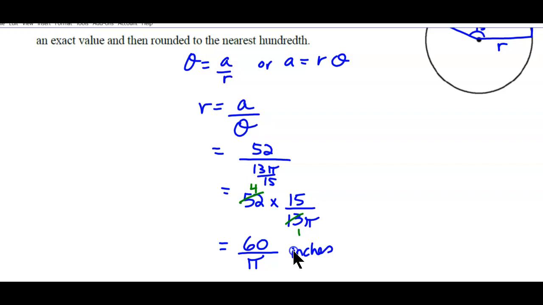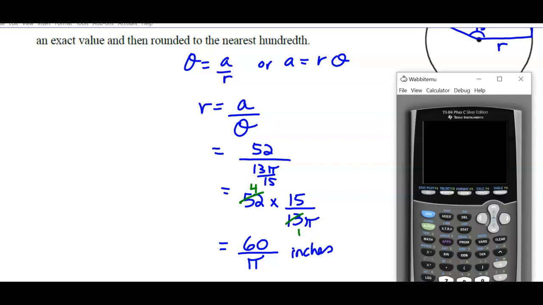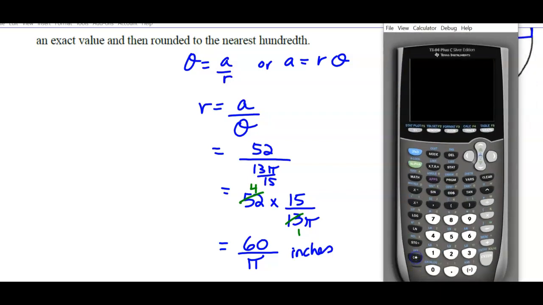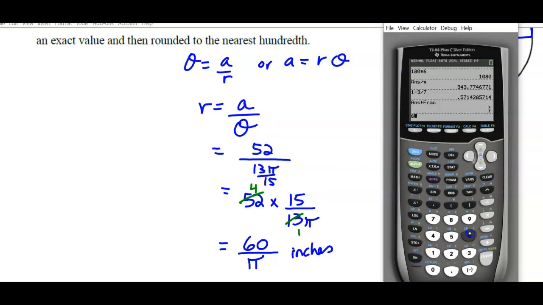Don't put radians. Don't leave it blank. It's the radius, which is a linear measurement. That's exact. Don't put the pi up with 60. And then decimal form would be 60 divided by pi. 19.10.